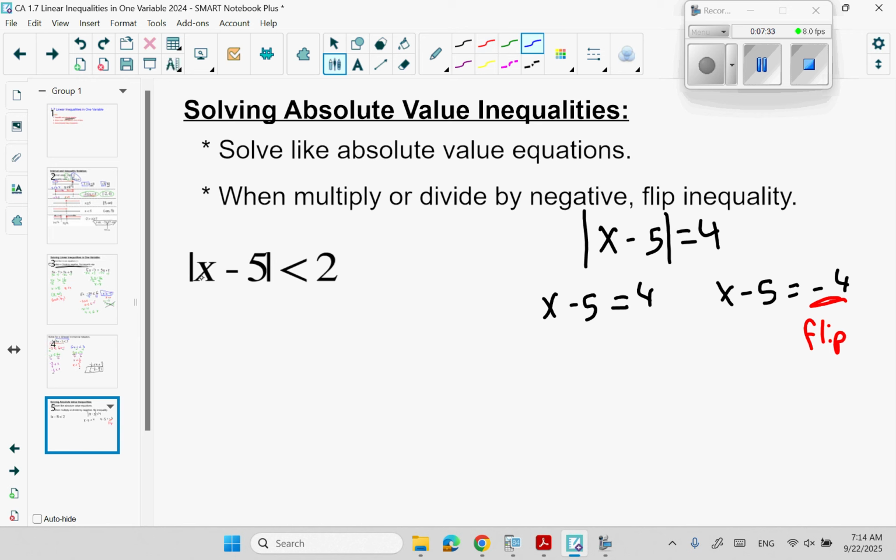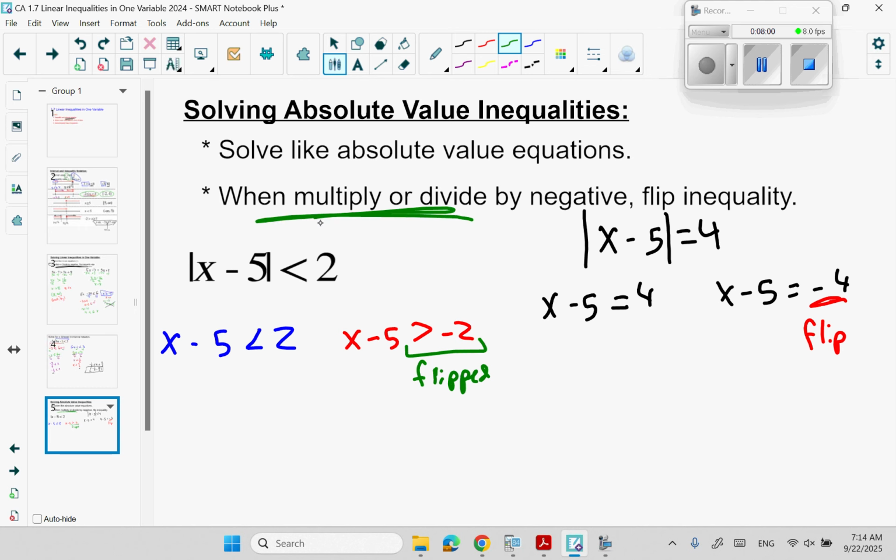Now, the same process happens here. I get my normal inequality, and we also get a second inequality where the right side gets flipped. So I get x minus 5 and negative 2. The only big difference is the inequality gets flipped as well. So this whole thing gets flipped, which should make sense based on what we just talked about. I'm technically multiplying or dividing a side by a negative, so therefore the inequality has to be flipped as well.